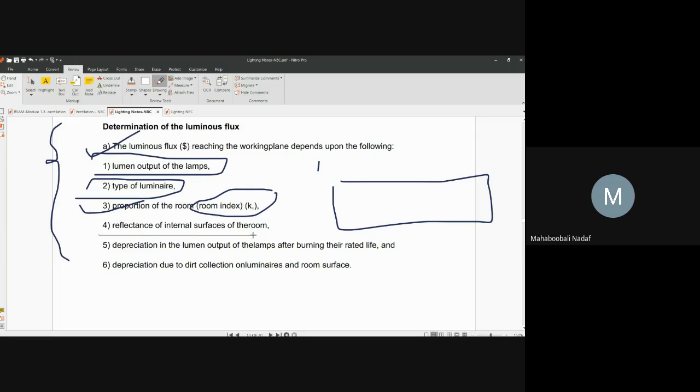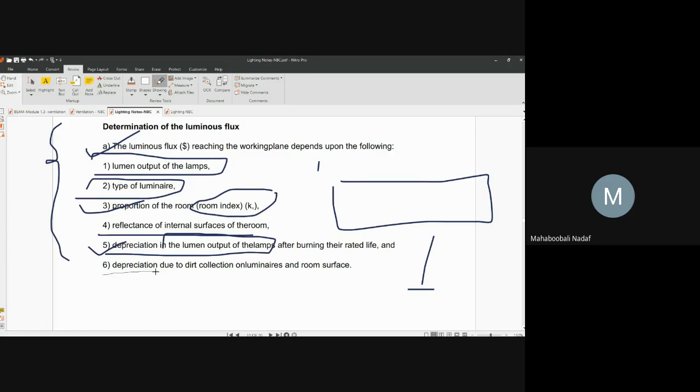Reflectance, just now we have seen, is very important. Depreciation of the lumen output of the lamp: when you purchase it, when it is new, its capacity is more, but after 1 year, 2 years, the capacity decreases with time. So that you should also consider.